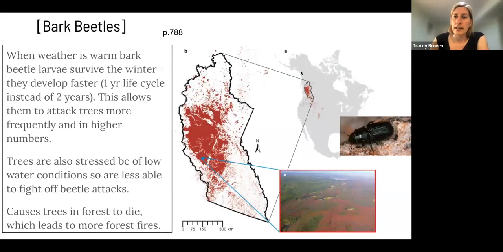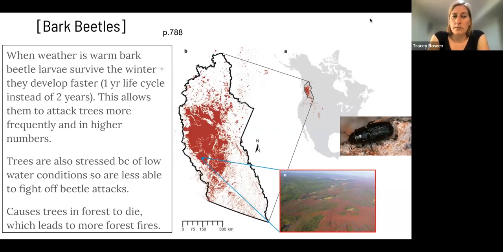And then lastly is an example of what's going on in the forests. This is quite a problem in Canada. So bark beetles have infected pine trees in British Columbia, where I'm from. When the weather is warm, the bark beetle larvae survive the winter and then they develop faster. So instead of a life cycle taking 2 years, which it will if it's like a -40-degree winter, it's going to take 1 year. And this allows these beetles to attack the trees more frequently and in higher numbers.